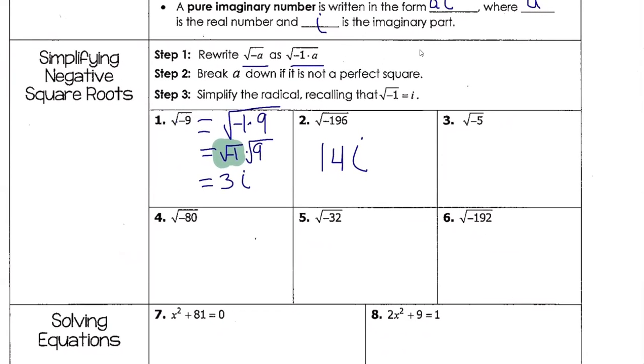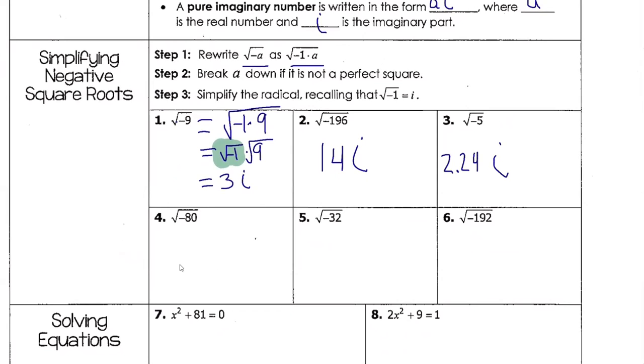And for some of these, you'll get a decimal. Like the square root of negative 5, well, it's going to have an I. You're just going to put the square root of 5 in your calculator, which is roughly 2.24. You just round it to a couple places. So let's see if we're getting this.